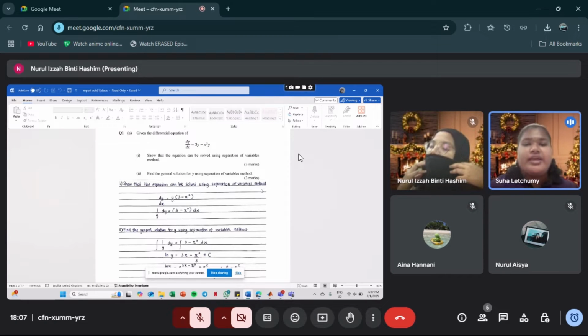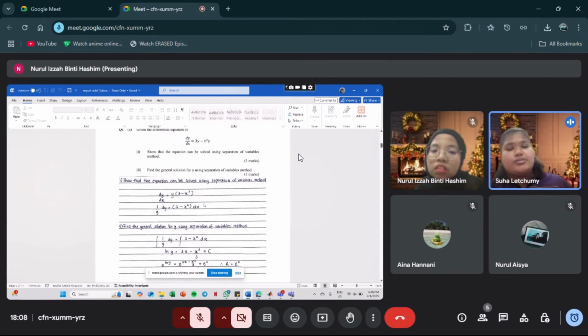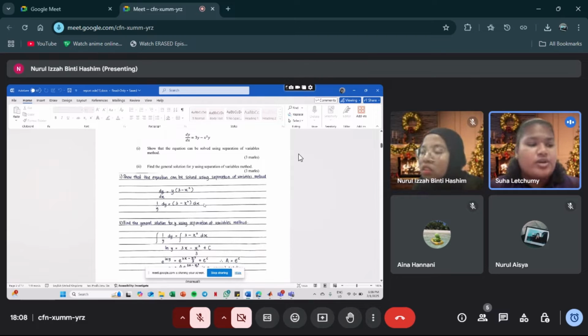Question 1a. From the differential equation given, dy over dx equals 3y minus x squared y, we can form this equation into the separable variable method, which is 1 over y dy equals 3 minus x squared dx. This is because this equation is now in the form f(y) dy equals g(x) dx, and it satisfies the condition of the separable differential method.